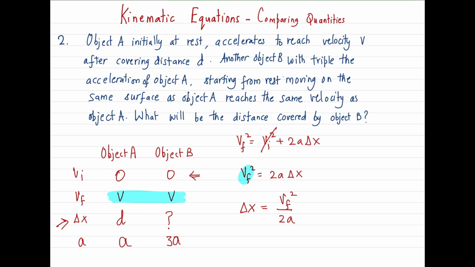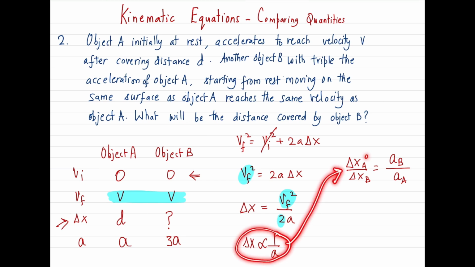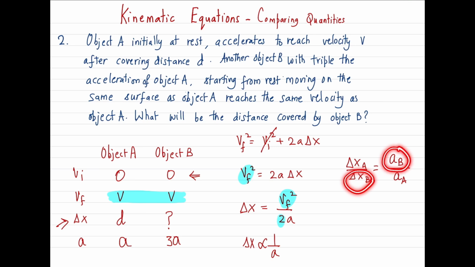Now, because VF square is a constant, 2 is also a constant, we can see that delta x is inversely proportional to acceleration. So that means if I want to find delta x A over delta x B, I can get this equation. Delta x is inversely proportional to its acceleration, so I'll write AA here and I'll write AB here. What I'm doing is using this inverse proportionality to create this equation. You can see that delta XA is inversely proportional to AA and delta XB is inversely proportional to AB.